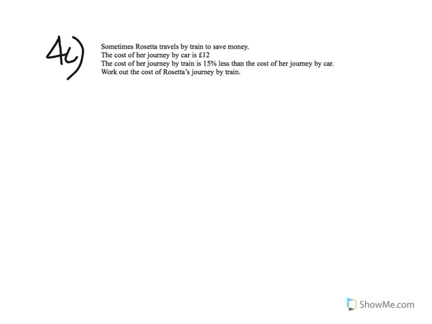Okay, question 4c, a little bit of a higher level question, and they say that sometimes Rosetta travels by train to save money. The cost of her journey by car is £12. The cost of her journey by train is 15% less than the cost of her journey by car. So let's get something straight. Let's call the cost of Rosetta's journey by train X. Alright? So we know that the cost of the journey by car is £12. Okay? Now, to find X, X is 15% less than the cost of her journey by car.